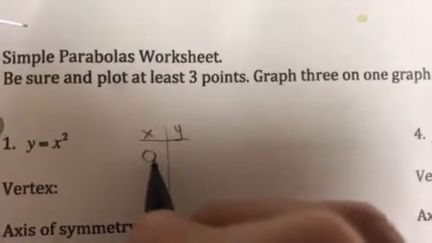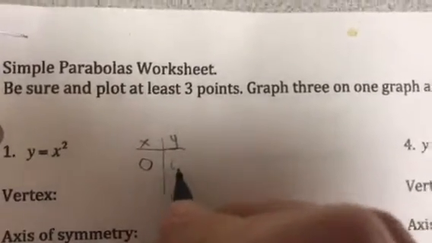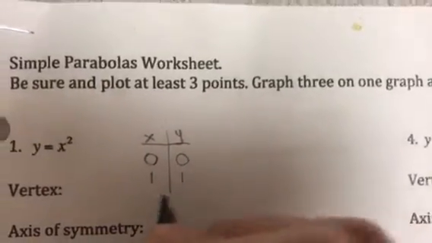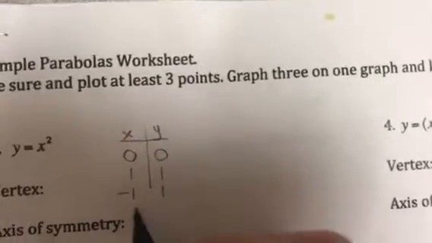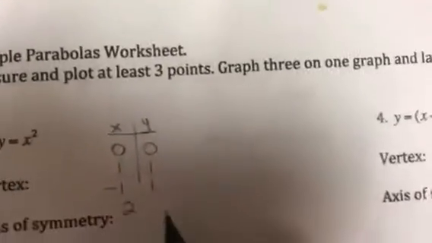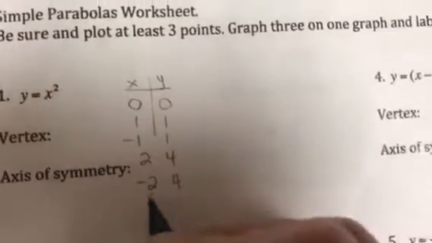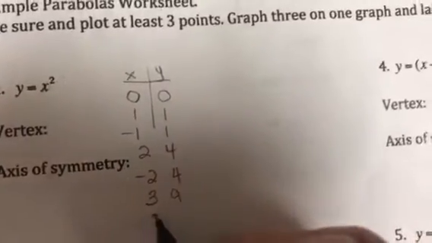So if I plug in 0, my favorite point, 0 squared is still 0. So that gives you a point. If I plug in 1, 1 squared is 1. If I plug in negative 1, negative 1 squared is 1. How about 2? If you plug in 2, 2 squared is 4. The same thing if you plug in negative 2. And we'll do one more here. 3. 3 squared is 9, so obviously negative 3 squared is 9.